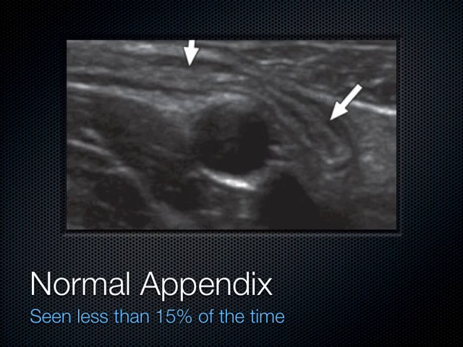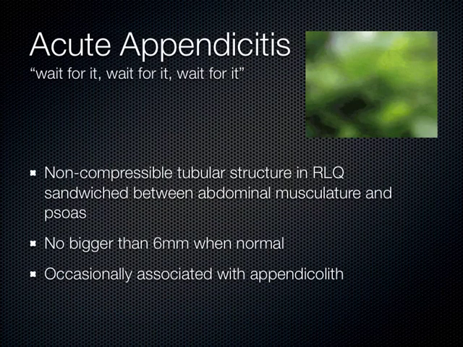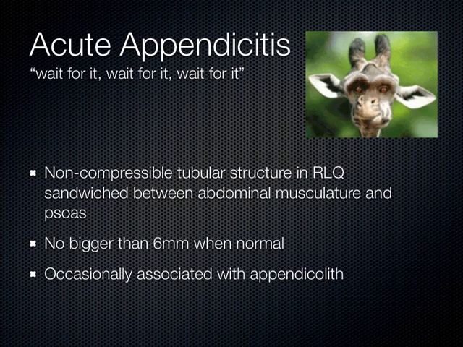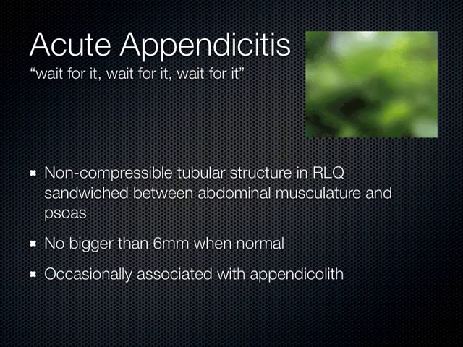Now, when you look for appendicitis, what you're trying to do is compress the abdominal wall musculature down to the psoas muscle. And if you wait for it and keep compressing, eventually you'll see that little appendix pop its head out at you, and then as soon as it's there, it's gone again. So hopefully you were recording it.